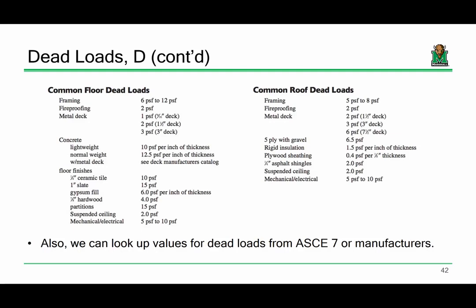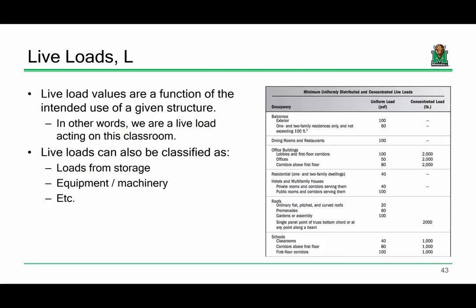You can usually look these up from a specification like ASCE 7, or you can call the manufacturer. So for instance, if I wanted to know how heavy this carpet is, just call the folks that make the carpet. They're going to know that a lot better, probably even than ASCE 7 because they manufacture it. So those are pretty easy to determine.